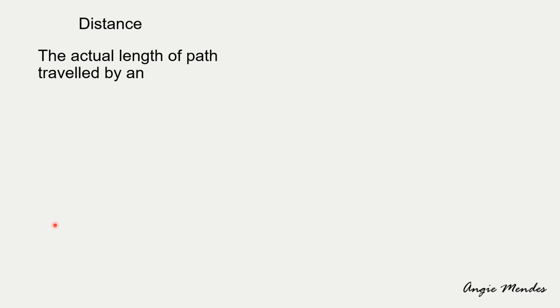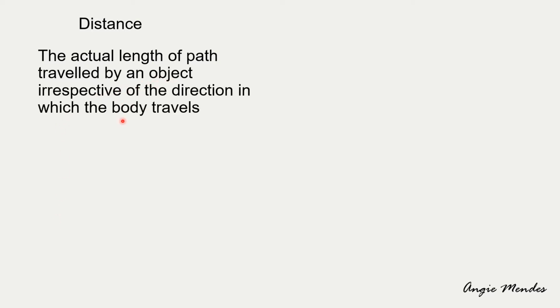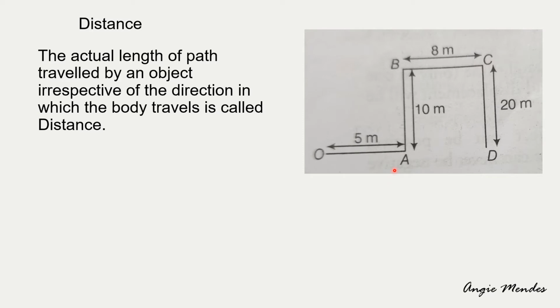So let us begin by discussing what is distance. Distance is the actual length of path traveled by an object irrespective of the direction in which the body travels. To understand this, let us look at this figure. We have the object which begins from the initial point or the starting point, which is O.